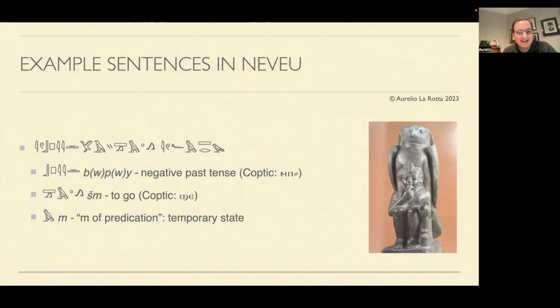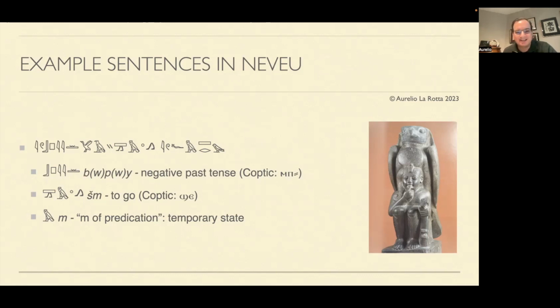This is not easy. For those who know Coptic, the bupi is the predecessor of Coptic mpe, the negative perfect. So it's exactly the same form already as in Coptic. You can see where it's coming from. So mp, I didn't, etc.